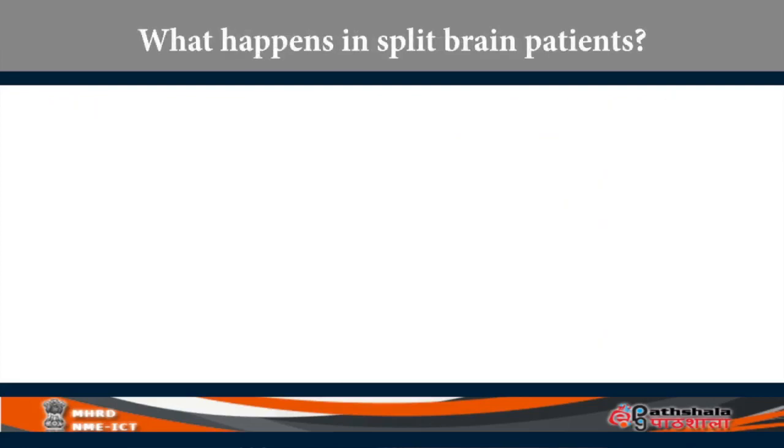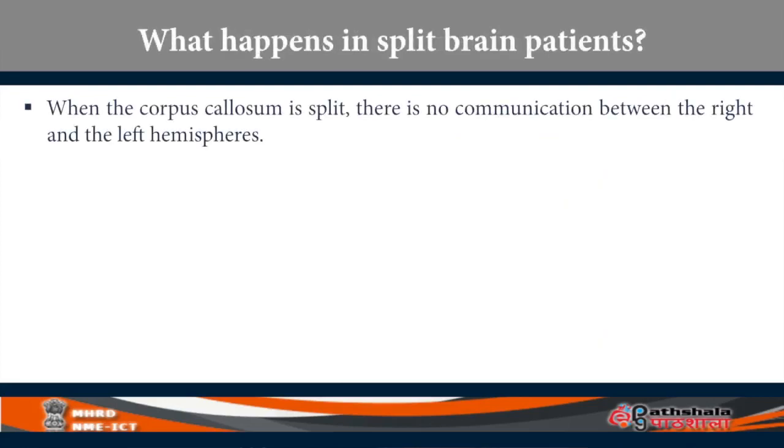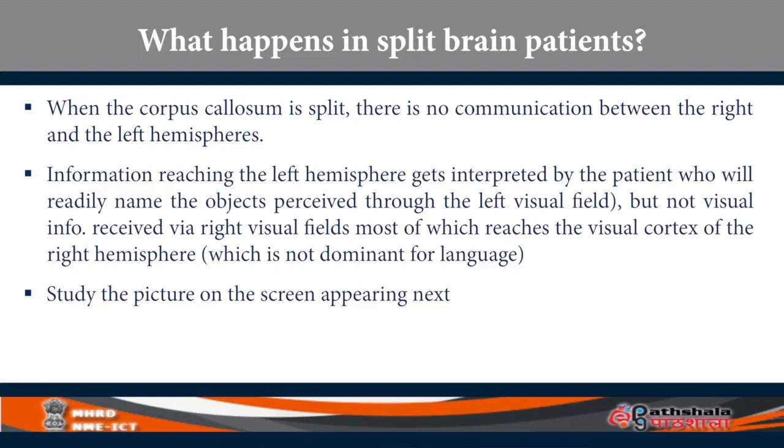What exactly happens is, when the corpus callosum is split, there is no communication between the right and left hemispheres. Information reaching the left hemisphere gets interpreted by the patient, who will readily name the object, because the left hemisphere is dominant for language. Naming is one of the language tasks. But for information that goes to the right hemisphere, the patient cannot name it, because the right hemisphere is not dominant for language in the majority of people.